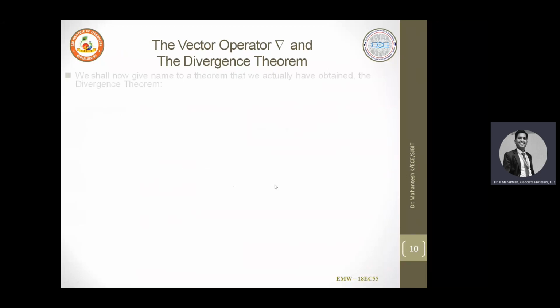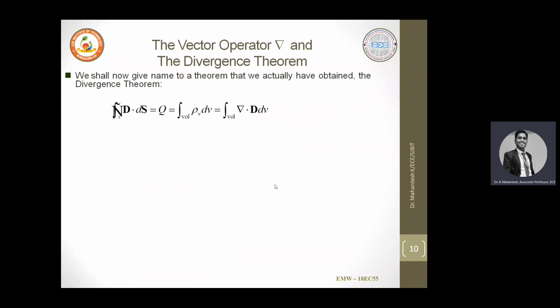We shall now give a name to the theorem that we have obtained so far in the previous slides, that is the divergence theorem. The surface integral of D dot dS is equal to Q, which is equal to the volume integral of rho v dv, which is equal to the volume integral of del dot D dv. Why? Because rho v is equal to del dot D. Therefore, we can write the surface integral of D dot dS is equal to the volume integral of divergence of flux density with respect to the volume.